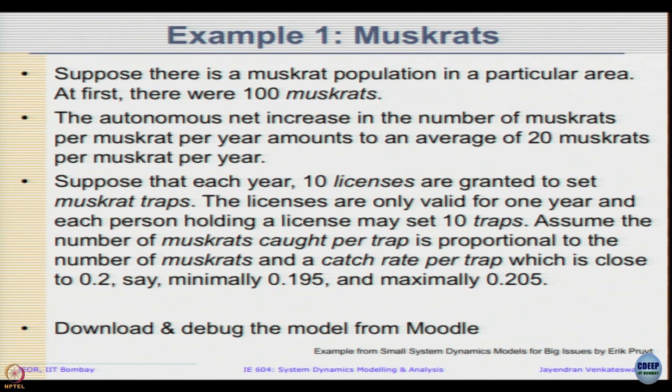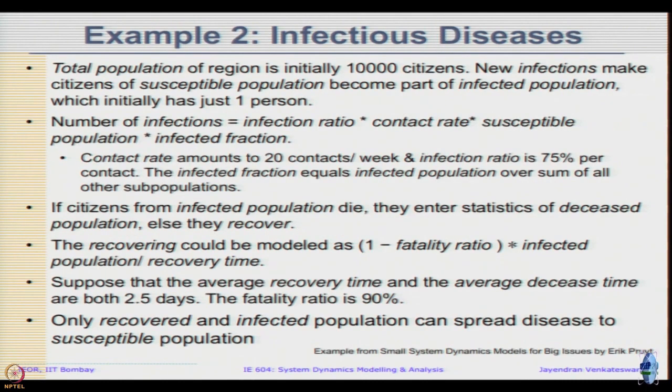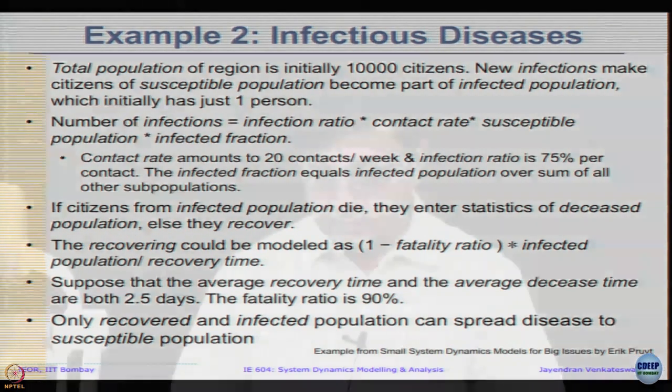So, we saw two things: the first one was a small error in the flow equation, the stock flow equation, and the second one had a floating point error because of time step selection. Let us look at a third scenario and see what kind of errors it can have.